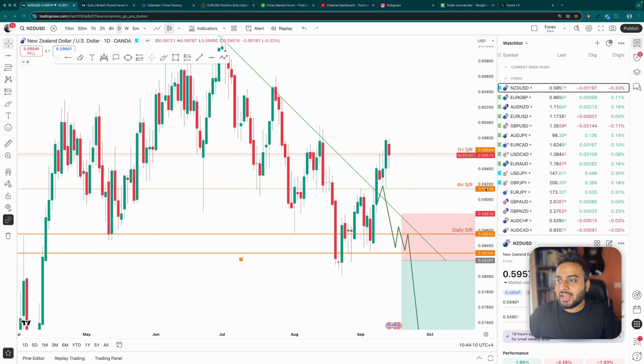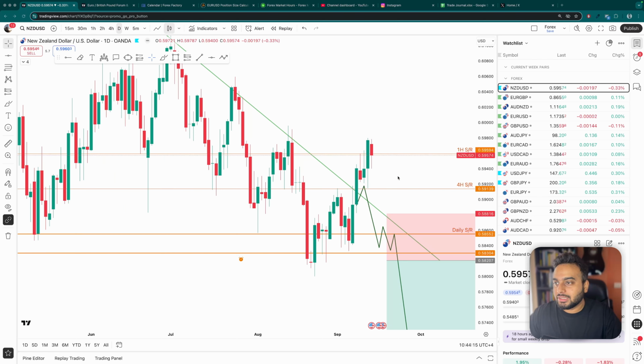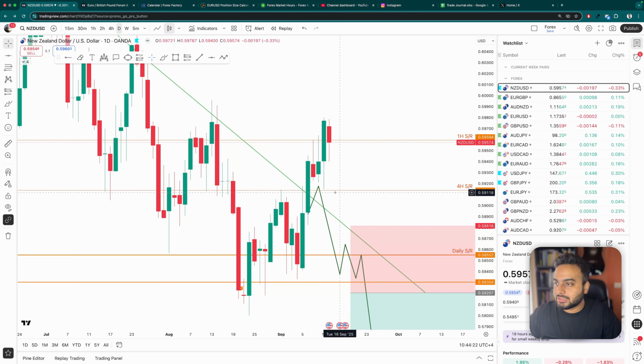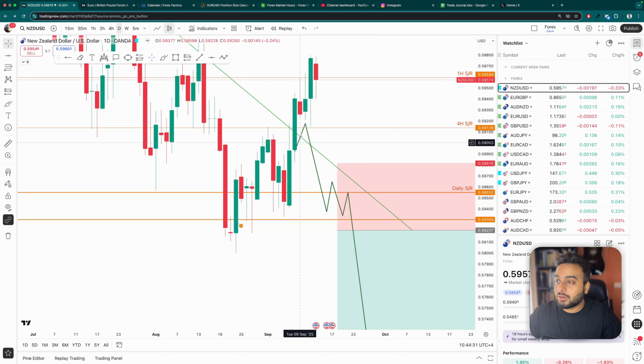So the first pair we have is NZD USD. We can see that NZD USD broke the trend line. It also tested the 4-hour support resistance line and then moved up. We wanted this pair to continue the trend line, retest, and then give us this trade.